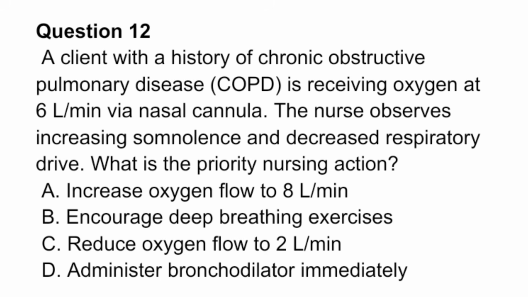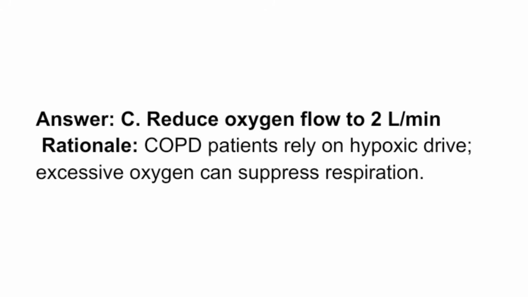The nurse observes increasing somnolence and decreased respiratory drive. What is the priority nursing action? A. Increase oxygen flow to 8 liters per minute. B. Encourage deep breathing exercises. C. Reduce oxygen flow to 2 liters per minute. D. Administer bronchodilator immediately. Answer: C.